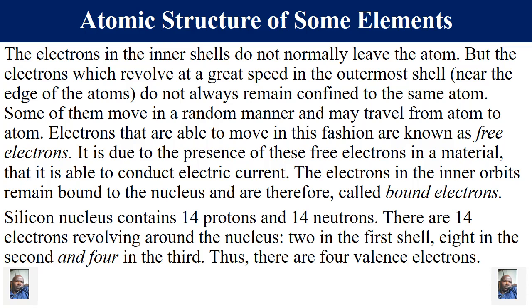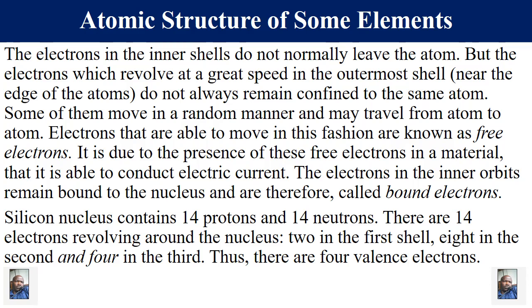So electrons can, if they acquire energy, if they are excited, which is the term that is used, escape from the valence band to the conduction band. When they are in the conduction band, they contribute to electric current flow. They are referred to as free electrons. It is due to the presence of these electrons in a material that it is able to conduct electric current.